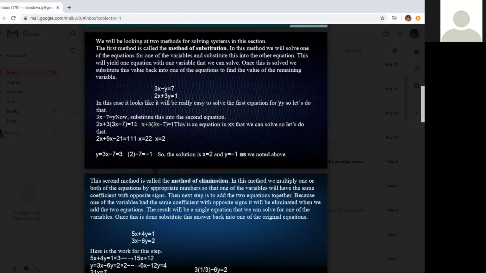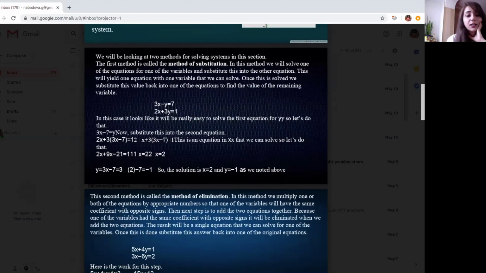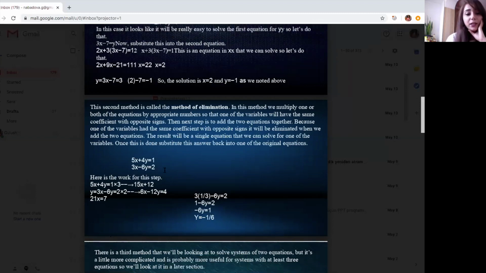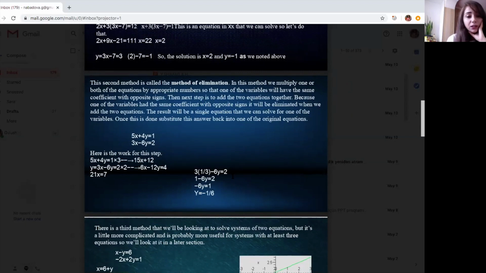And the second method is called what? Yes, the method of elimination. In this method, we multiply one or both of the equations by appropriate numbers so that one of the variables will have the same coefficient with opposite signs. Here you gave an example of a two-variable linear system and the method of elimination: 5x + 4y = 1 and 3x - 6y = 2. Here is the work for this step. Yes, great.